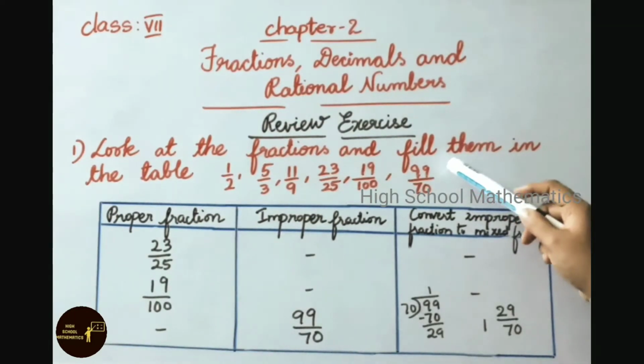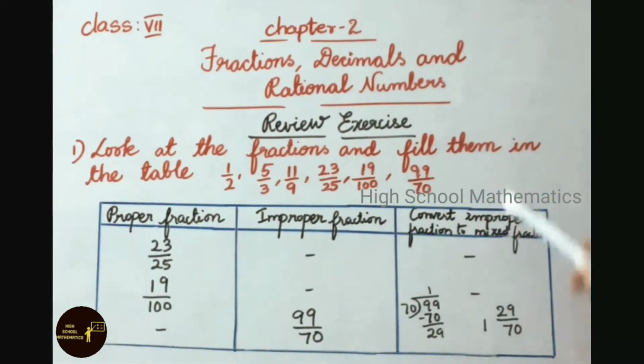Now the last one, 99 by 70. Here the numerator is greater than the denominator, so it is an improper fraction. So we have written it under improper fraction, that is 99 by 70. Now let us convert this to a mixed fraction. First we have to do division. 70 ones are 70. So 99 minus 70 is 29. So the mixed fraction is 1, 29 by 70. So we have written the answer 1, 29 by 70.